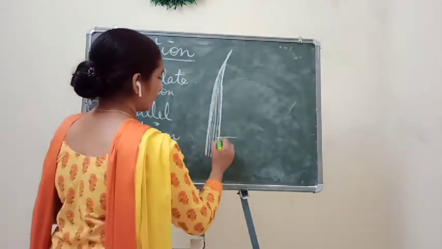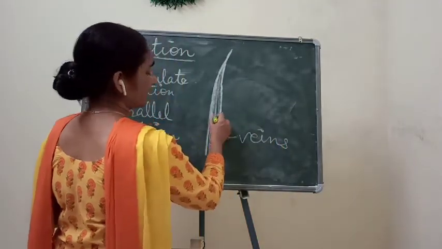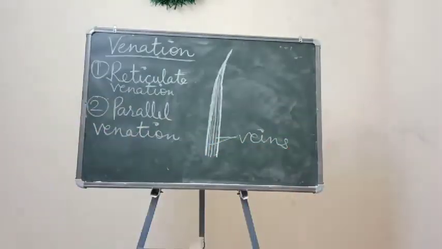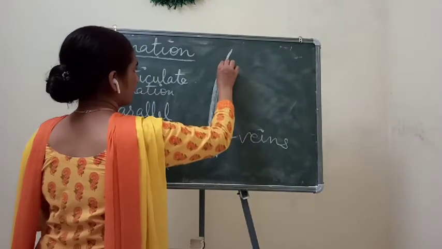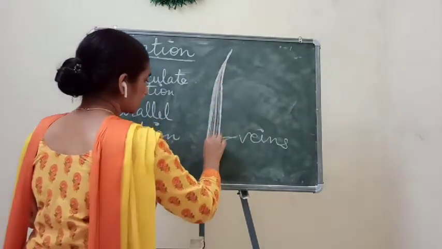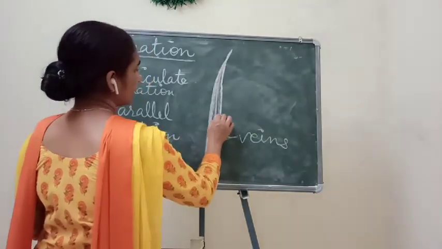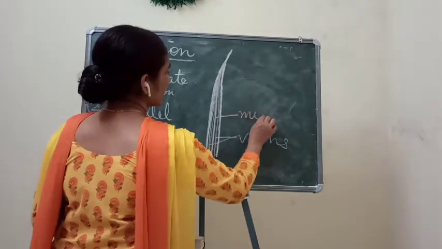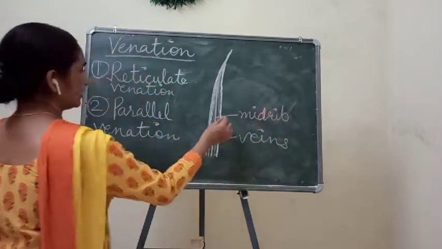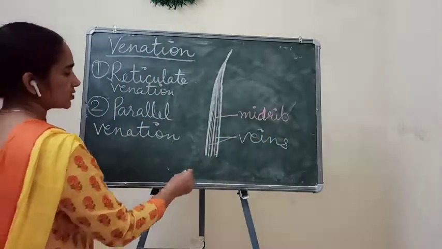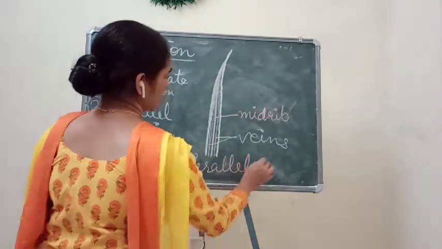So these are the veins, and the central one I'll show you by the use of a different color. This pink is the midrib. These white ones are the veins. So children, this type of venation is called parallel venation.